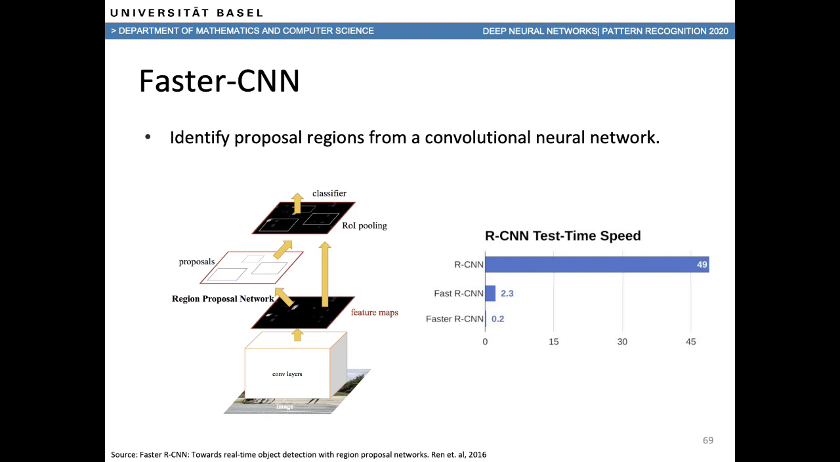And we also see here on the right just the test time speed to do the predictions of an image. So we have an RCNN which took 49 seconds, I think this here is it, and Fast RCNN took 2.3 seconds, and Faster RCNN now takes 0.2 seconds.